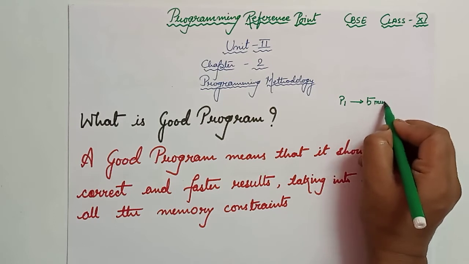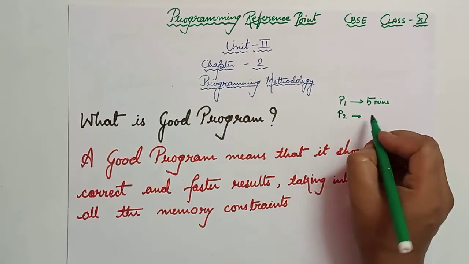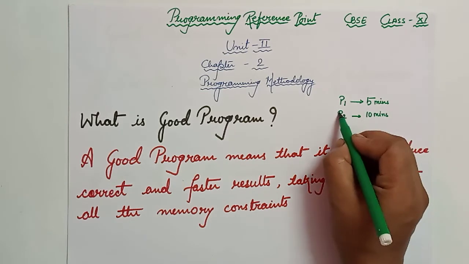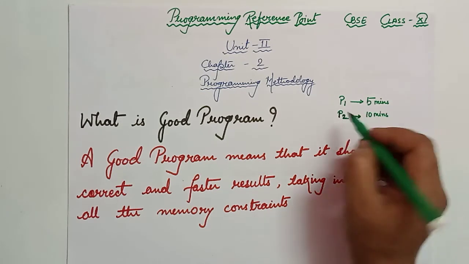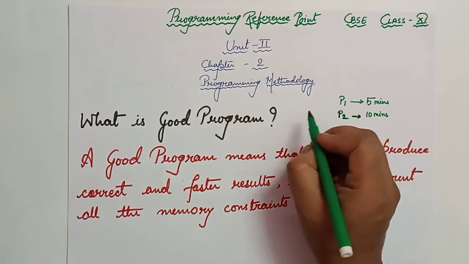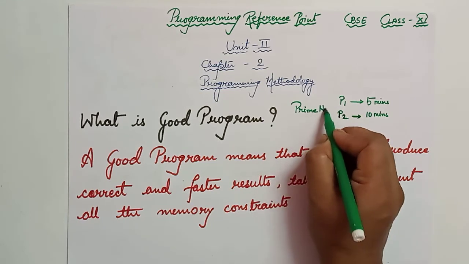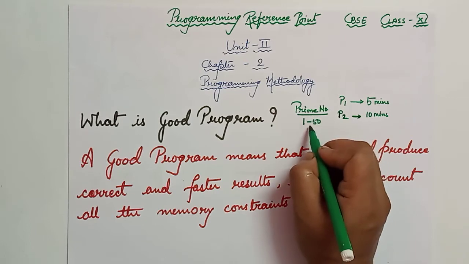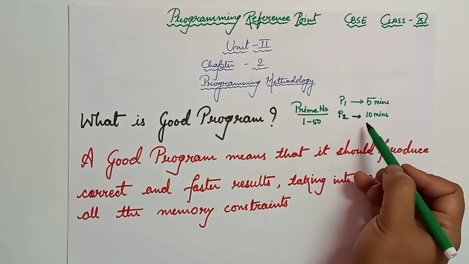5 minutes, and this again is the second program, but it is running on a separate computer. Let's say it is taking 10 minutes. Okay, let it be the second program. So there are two different programs, and the purpose of these two programs is to display the prime numbers from 1 to 50. They have to display the prime numbers which lie between 1 and 50. Fine. So program 1 is taking 5 minutes. Program 2 is taking 10 minutes.